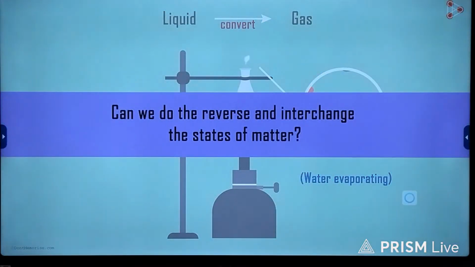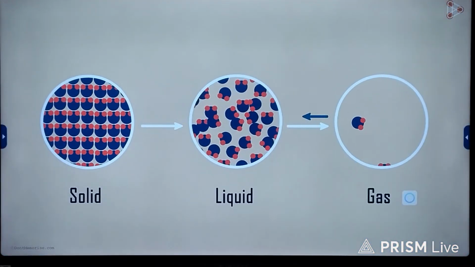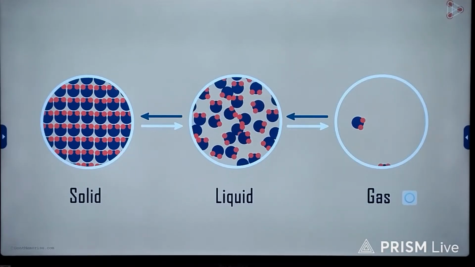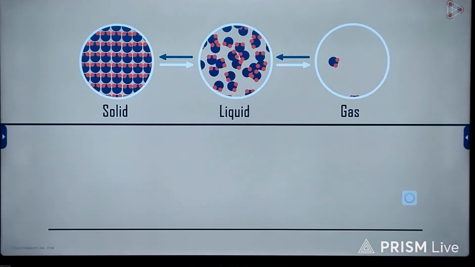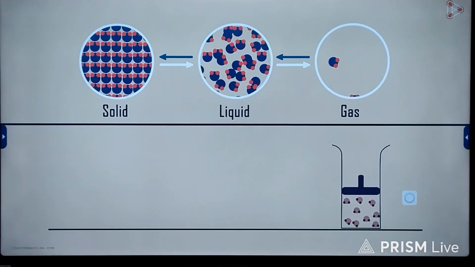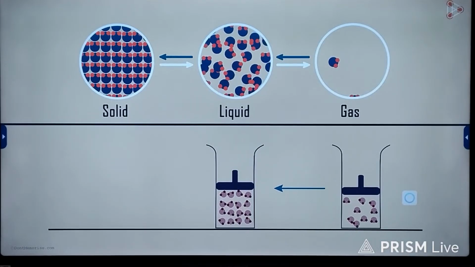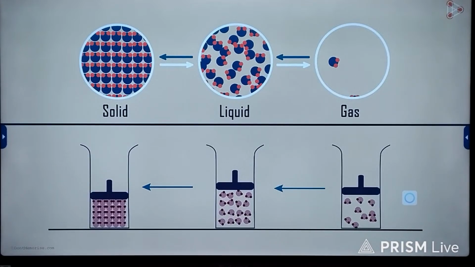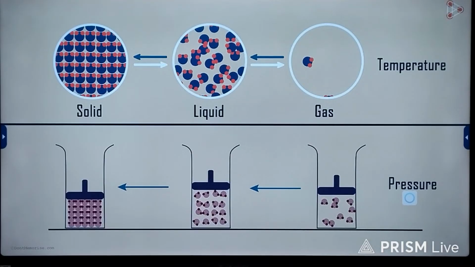Can we do the reverse and interchange the states of matter? Can we convert a gas back into a liquid and a liquid into solid? It is quite simple, and we have already studied this technique in our previous video. We applied a lot of pressure to the particles of gas and converted gas into liquid. And on further compression, liquid can be transformed into its solid form. The interchange of states of matter takes place with the help of temperature and pressure.